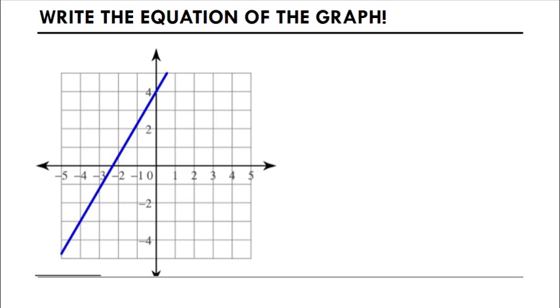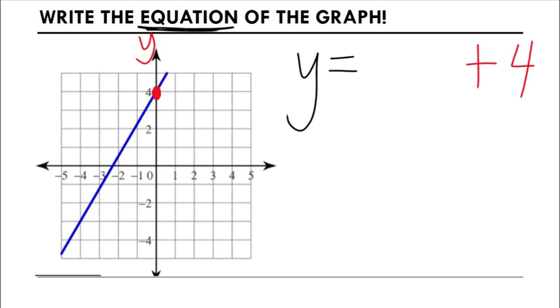Alright, we're going to do 3 more examples. Okay, the first step for writing the equation is to write y equals. Now find the y-intercept. So this is the y. The y-intercept is positive 4. Okay, then I'm going to write x. Now I need the slope. So I need to find a second point. My second point is here.